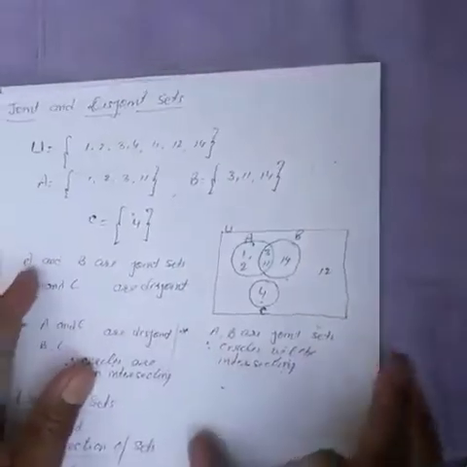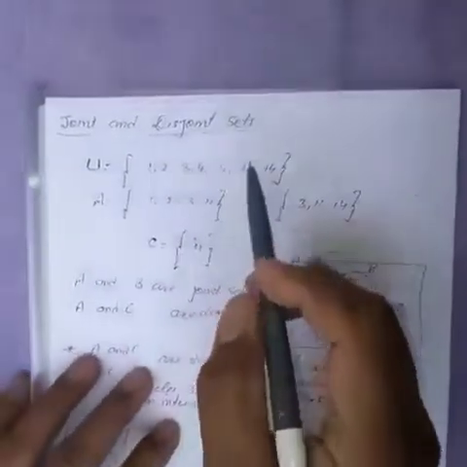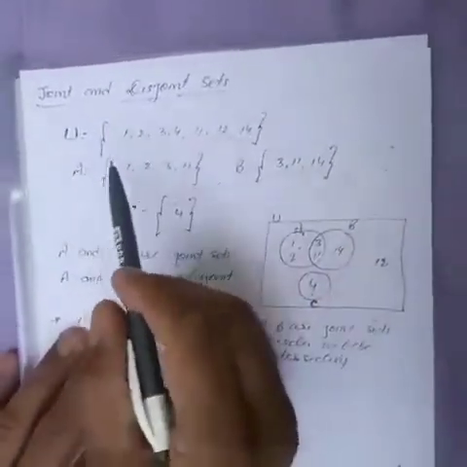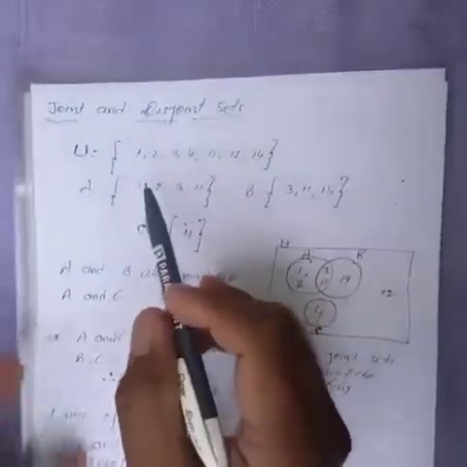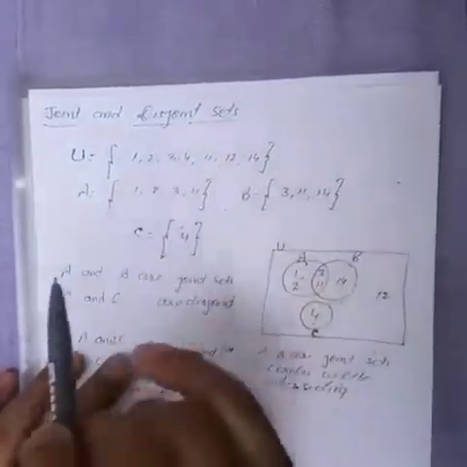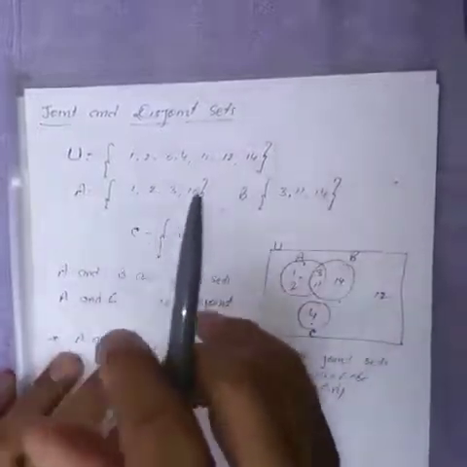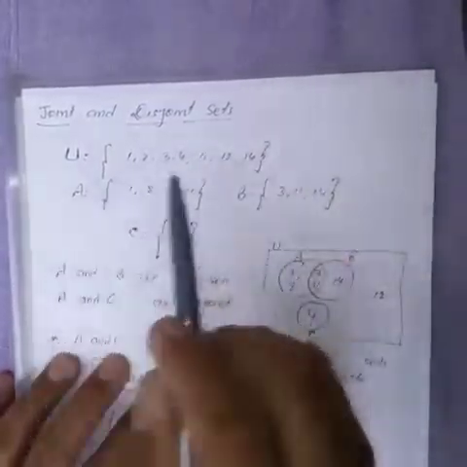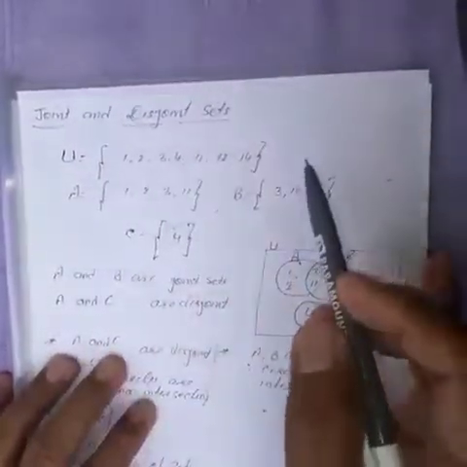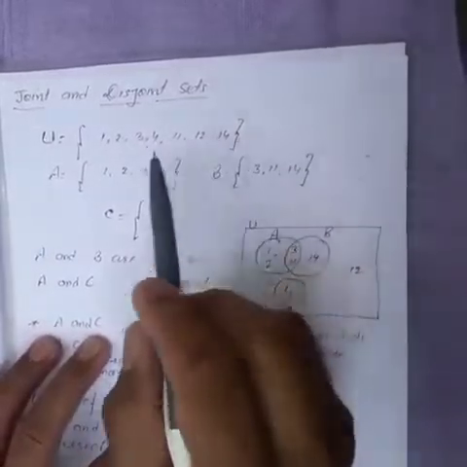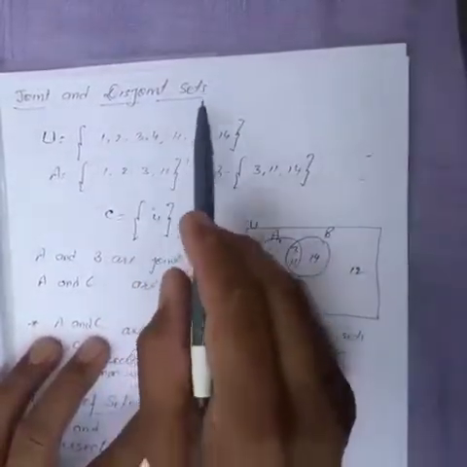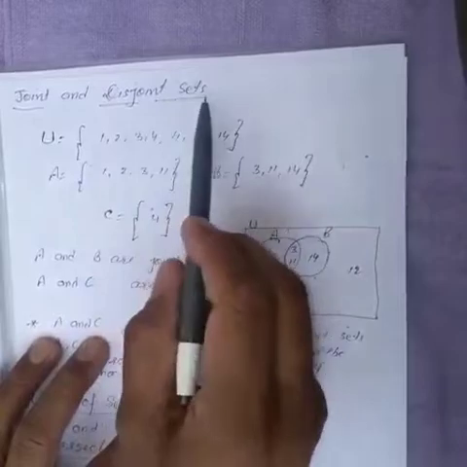Now second, joint and disjoint sets. You recall the definition: joint sets are the sets which have at least one element common, they have some elements common. Disjoint sets are those sets which don't have any element common. It means if their intersection is the empty set, then the sets are disjoint.